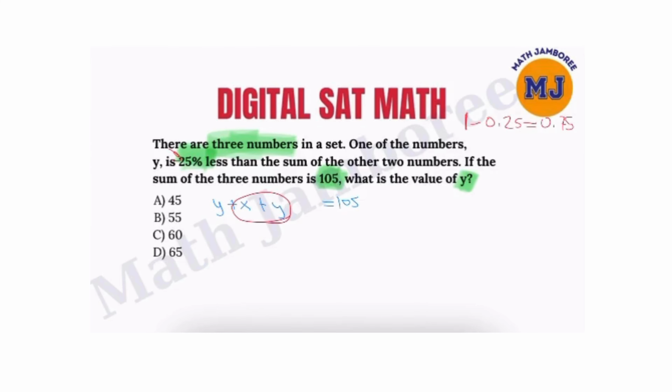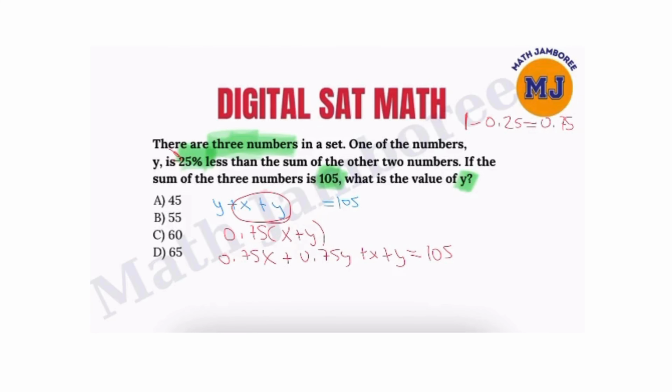Now, that's how we find these out. You gotta open up a parentheses, x plus y, distribute that, 0.75x plus 0.75y plus x plus y equals to 105, we will say.